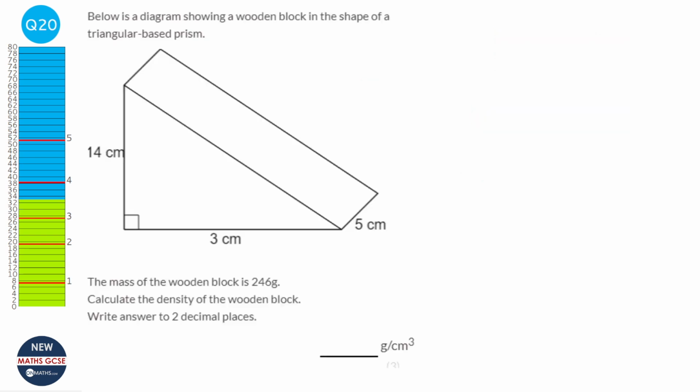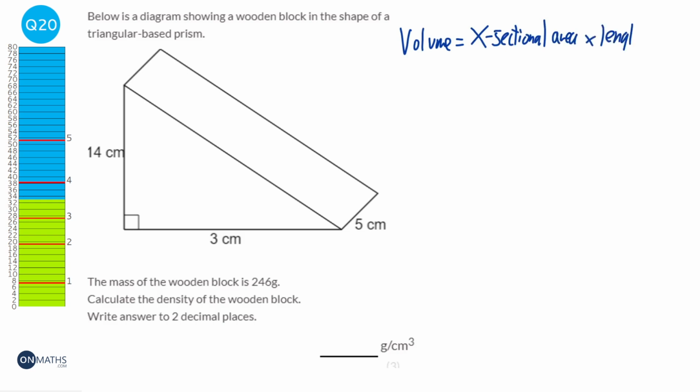To find the density of this wooden block, we're going to have to first of all find out what the volume of the block is. And volume is the cross-sectional area times by the length. And the reason why it's that is it's a prism, and all prisms you just find the area of the cross-section and we times it by the length.